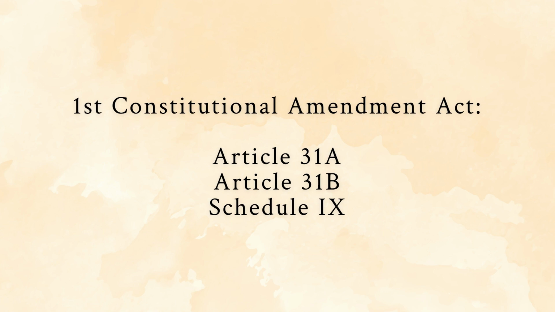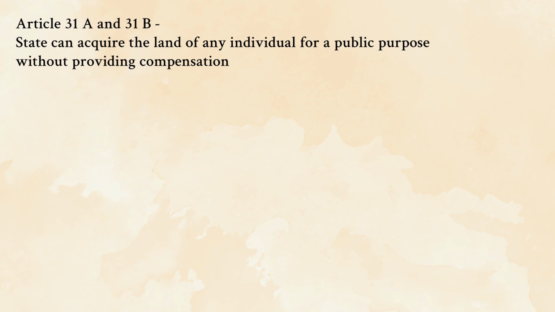Articles 31A and 31B were included in the Constitution with retrospective effect so as to approve the actions of the states. Further, Schedule 9 was introduced in which all laws relating to land reforms are placed. Any law placed in Schedule 9 cannot be made void, even though it violates the fundamental rights.